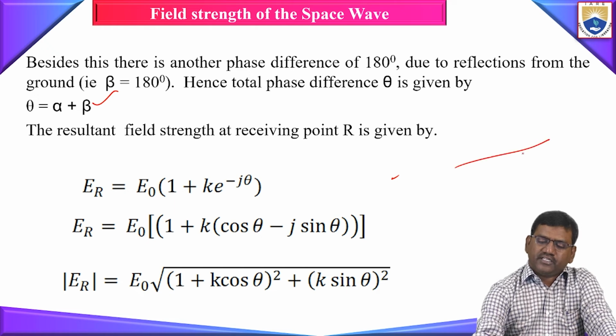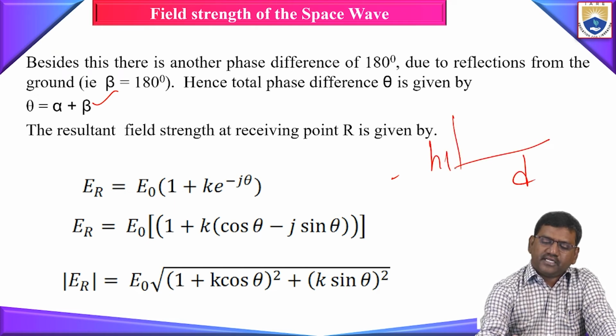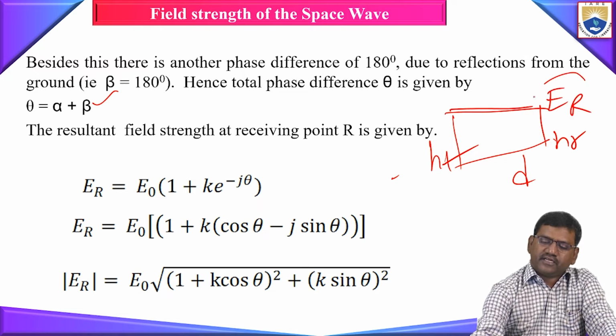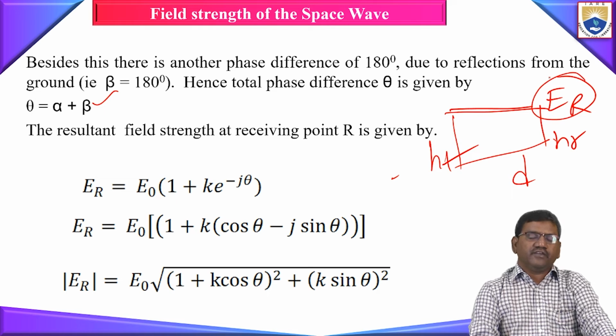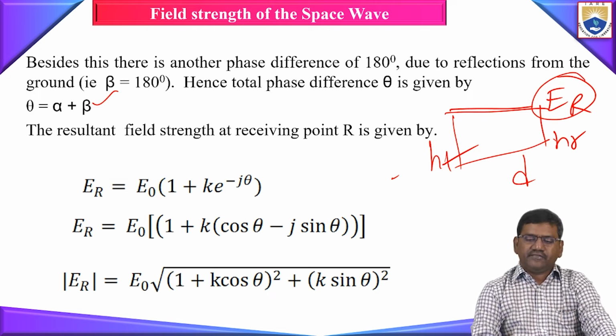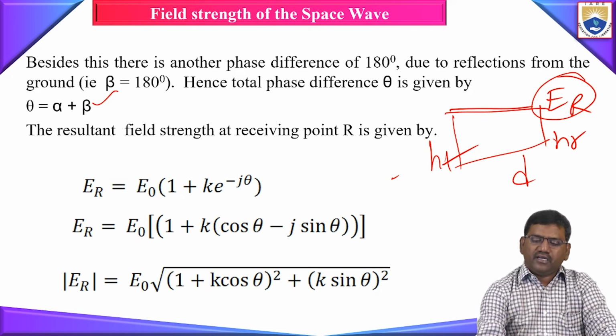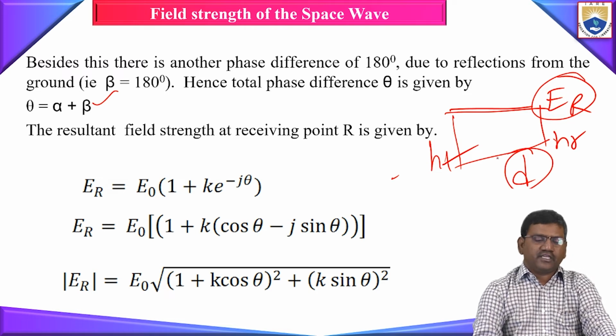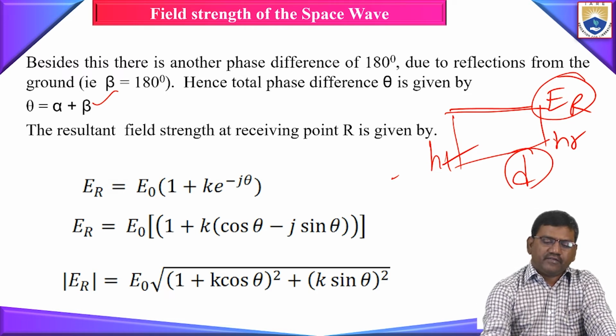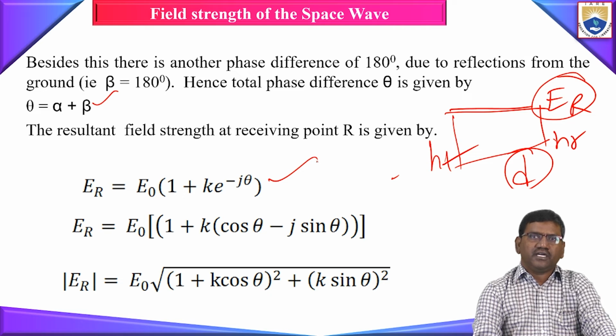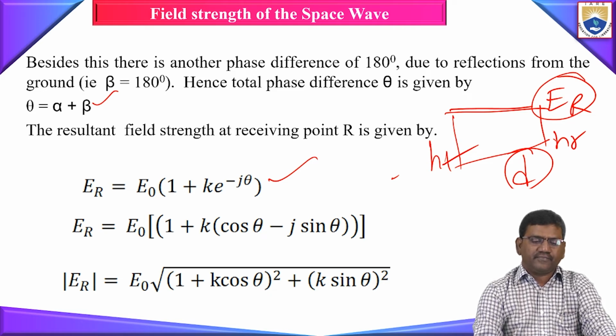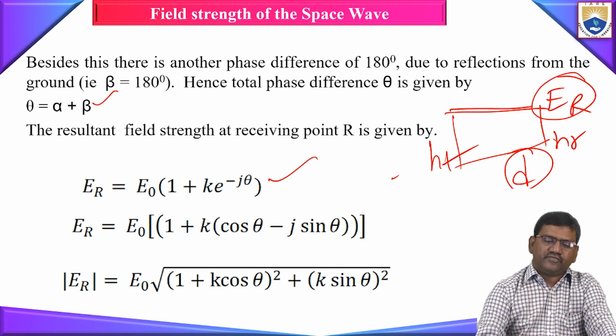Suppose there is a distance d here. This is the height of the transmitting antenna and this is the height of the receiving antenna. How much electric field strength reaches the receiving antenna for a given distance of propagation? It is given by ER equals E naught into (1 plus K e power minus j theta). This is the general expression to find the field strength.